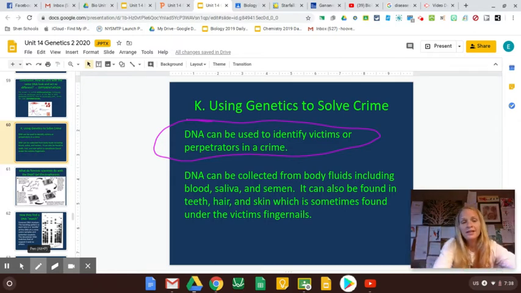So first of all, you have to get some DNA. DNA can be collected from any body fluids, including blood that was left, saliva that was left at the crime scene, even semen if there was sex, like rape, at the crime scene. So they can collect DNA from any of that.